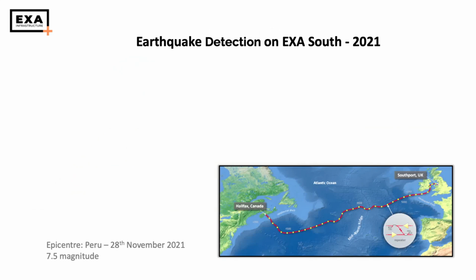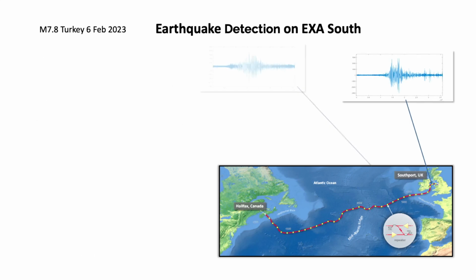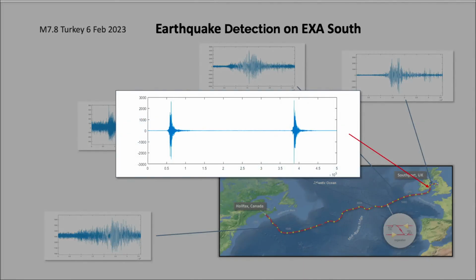And it does indeed detect earthquakes. There's an animation coming up here. Just wait for it. So in November 2021, we picked up a 7.5 magnitude earthquake from Peru, and we could see it rippling right across the Atlantic. Similarly, in February 23, it picked up that 7.8 magnitude earthquake from Turkey. We could see it rippling again, the shock waves right across the Atlantic. And we could very clearly see the 2 main shock waves.